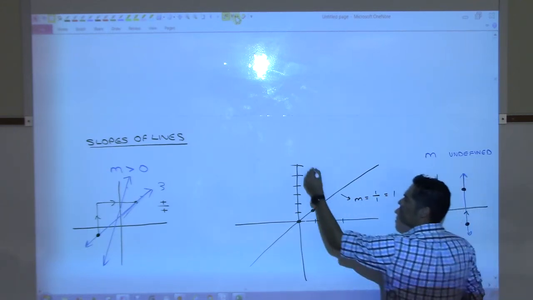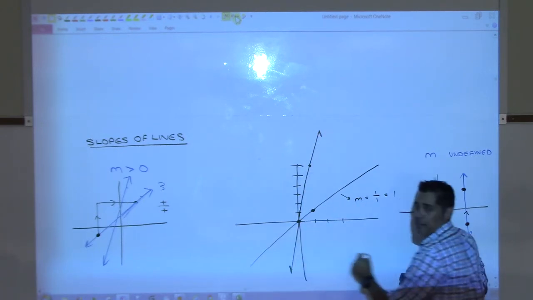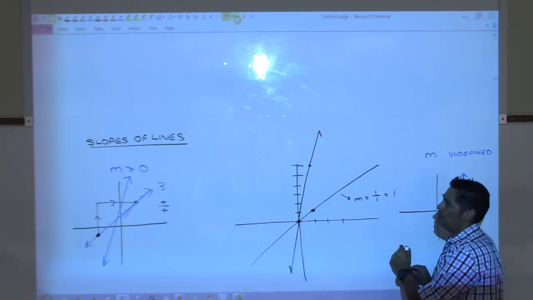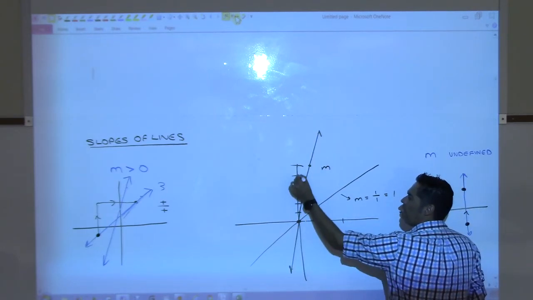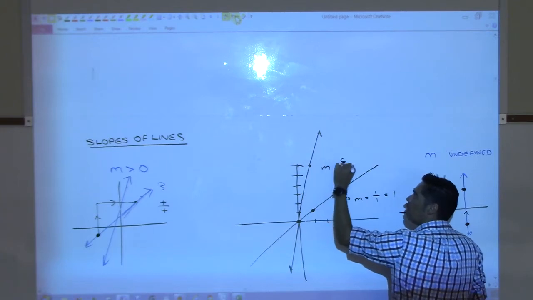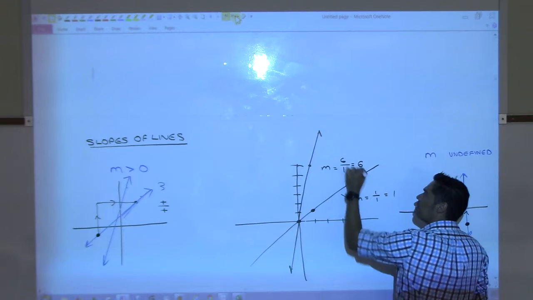Okay, let me draw a line that's like this. Very steep, right? Very steep. What's the slope of this line? So I have to go up 1, 2, 3, 4, 5, 6, right? Over how far to the right? 1. That's 6, right?